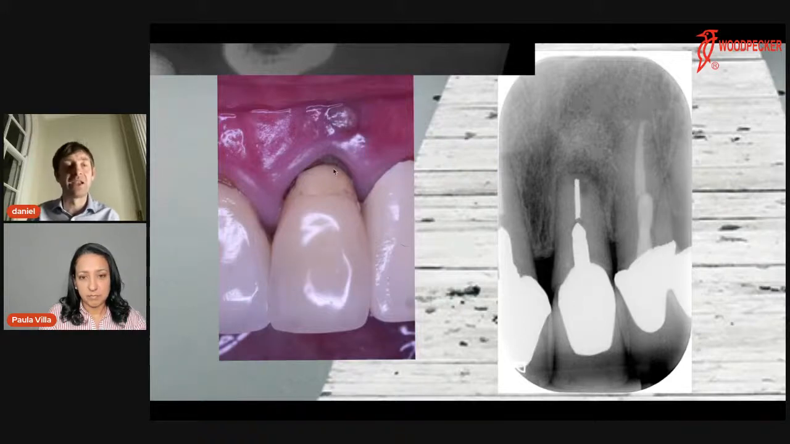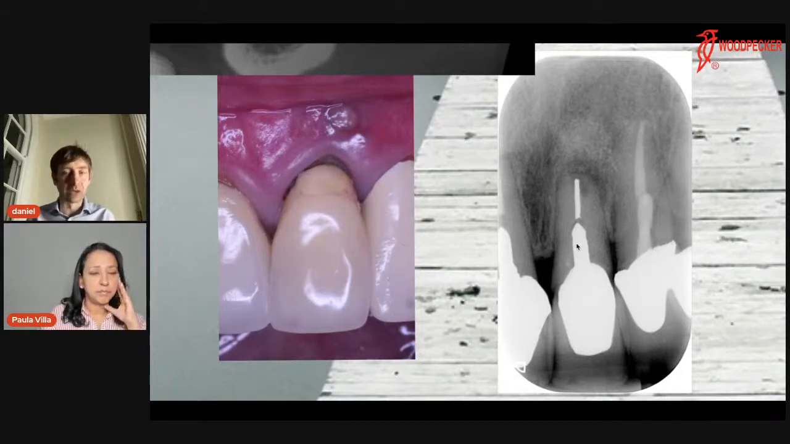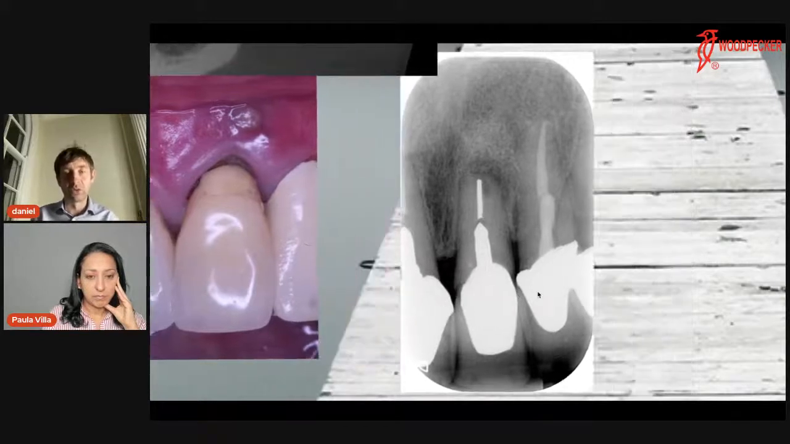But the main issue to start off with is we need to remove the crown and get a coronal seal. Then we can assess the post. If the post looks like it's sealed well, then we can potentially accept that. If the post is leaking, then we know we have to remove the post as well. But the call is structurally, is this a good tooth to try and maintain, or are we better off to do another option?